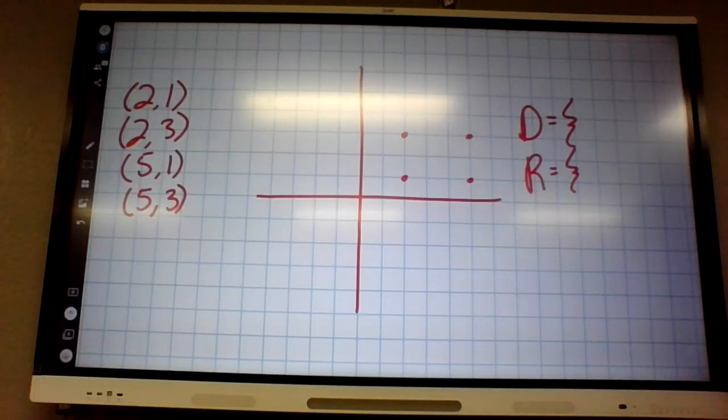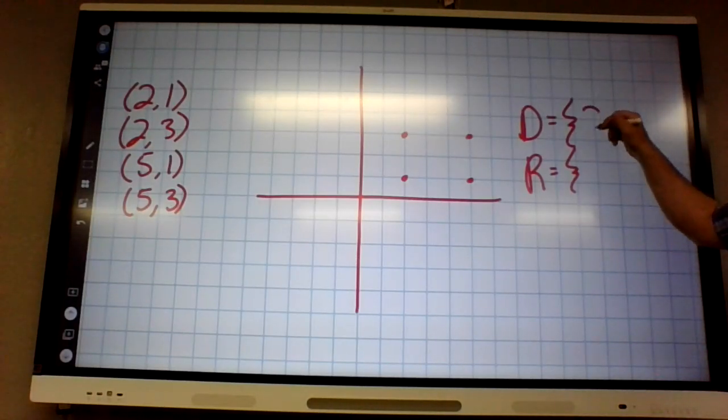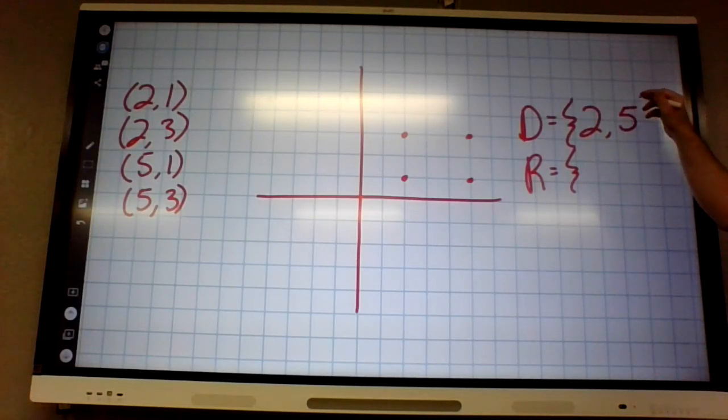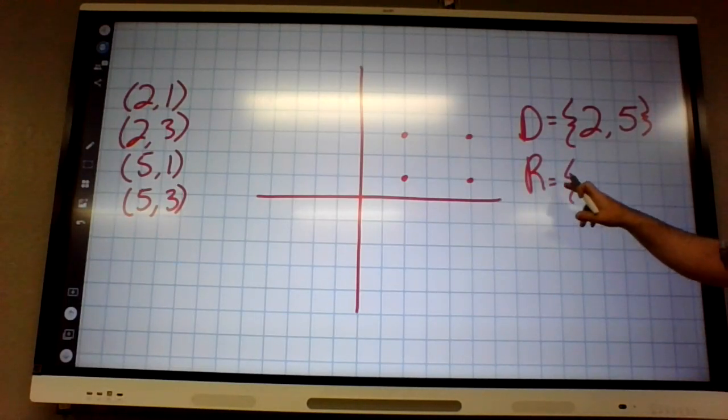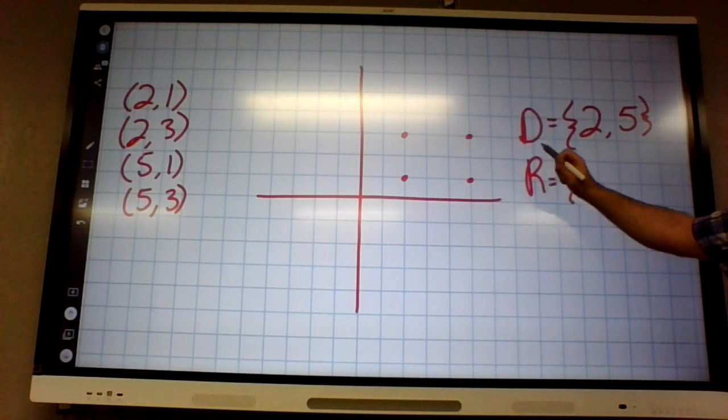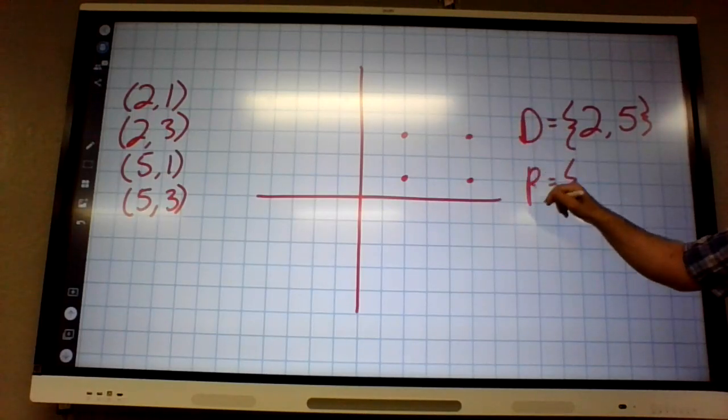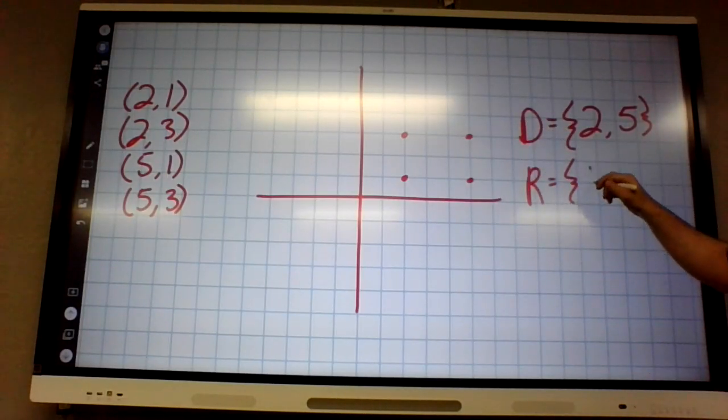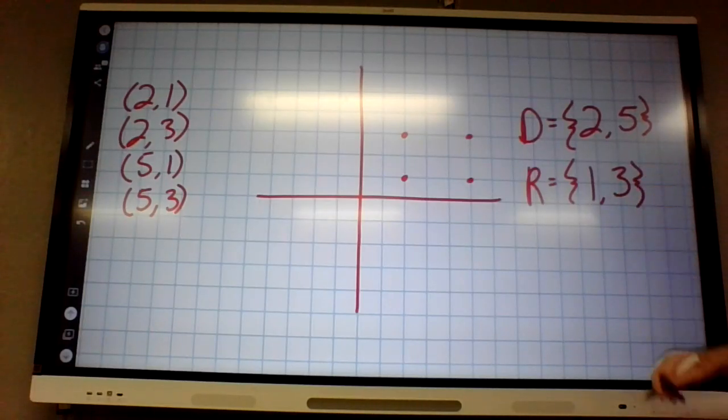All right, Whitley, what is the domain? The X values. So, 2, 2, 5, 5. Okay, but you only write them once. So 2 and 5. 1 is the range. Then there's 3. Then there's 5.